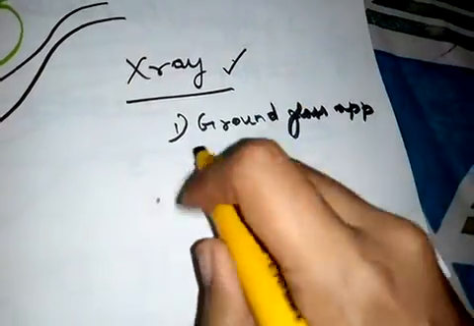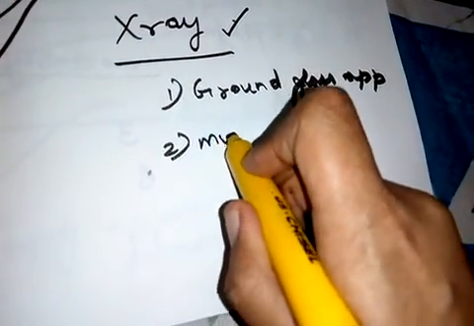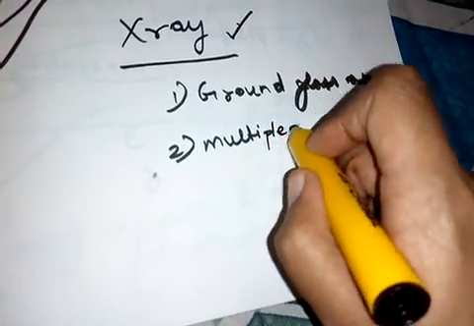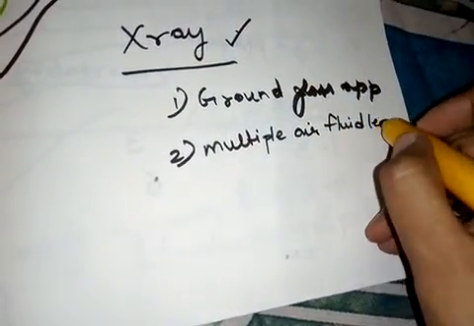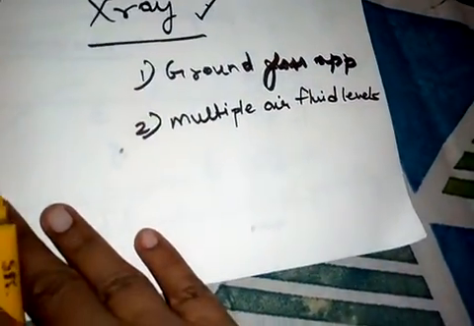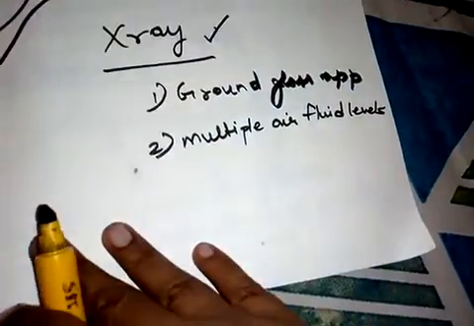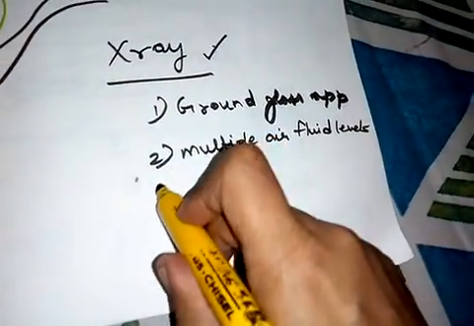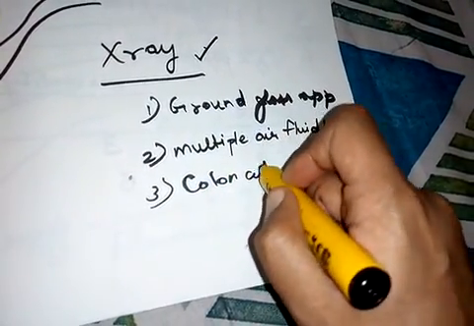Then what happens is, due to intense inflammation, the intestine goes into ileus. So there will be multiple air fluid levels. As we know, the presence of air fluid levels indicates intestinal obstruction, and due to this intense inflammation the peristalsis would be hampered. So there would be a kind of paralytic ileus of the intestine, and therefore we can see multiple air fluid levels. Then we can see a colon cutoff sign.